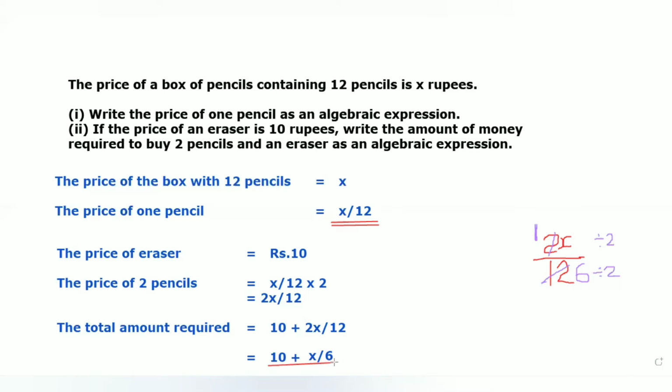The total amount required to buy 2 pencils and an eraser is 10 plus x divided by 6. So I hope this is clear to you.